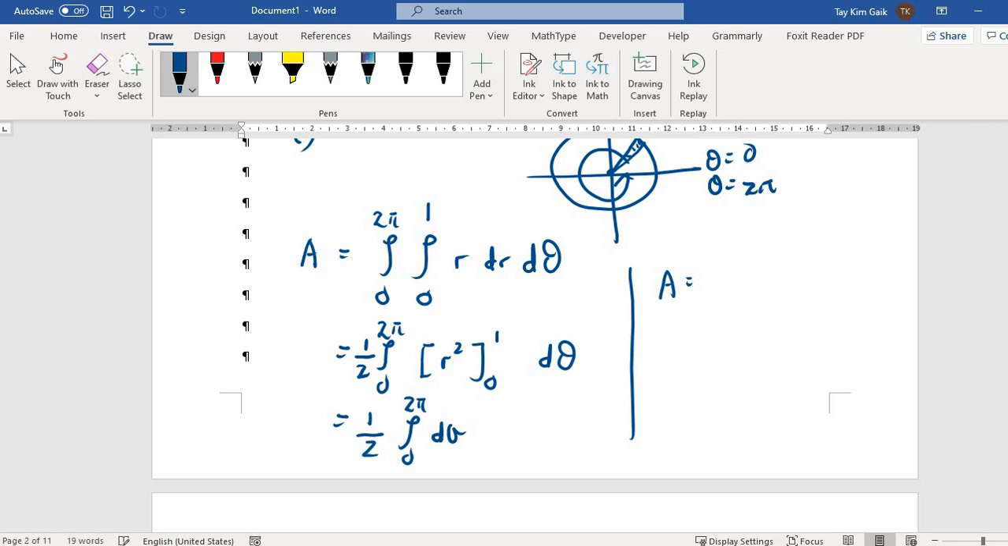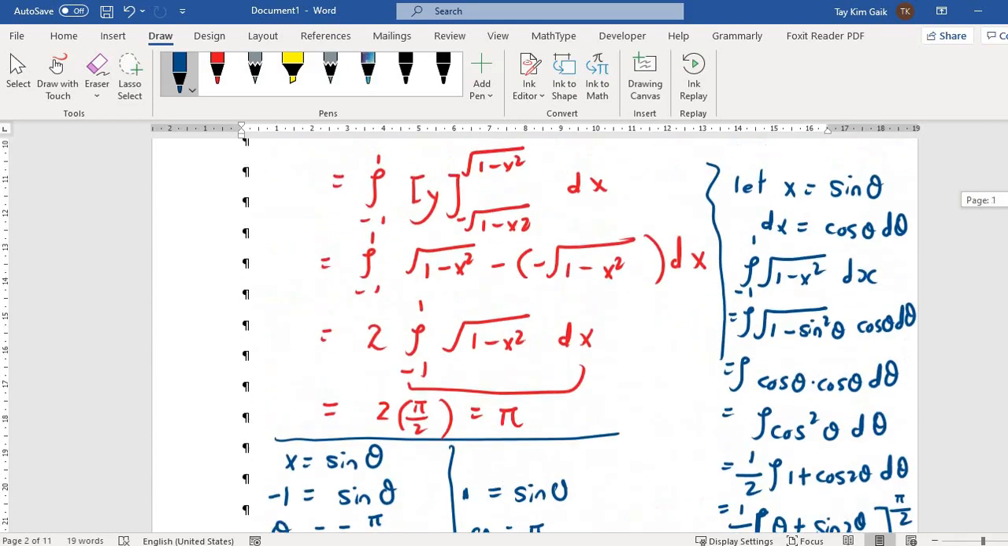Integrate 1 with respect to theta, you have theta, from 0 to 2 pi. That's why the answer is pi. So when you compare with Cartesian coordinates, where you use dy dx or dx dy, for a circular region, using polar coordinates will be easier and faster. Only a few steps and the integral is easy.